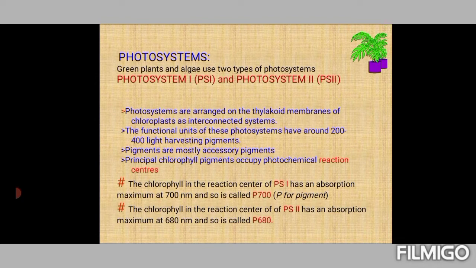And you can see there, PS1 has an absorption maximum of 700 nanometers, so that is called P700. Photosystem 2 has an absorption maximum at 680 nanometers, and so this is called P680. So that is the difference between photosystem 1 and photosystem 2. In photosystem 1, the principal pigment at the center is chlorophyll A P700, whereas in photosystem 2, the principal pigment or the reaction center is formed of chlorophyll A 680.